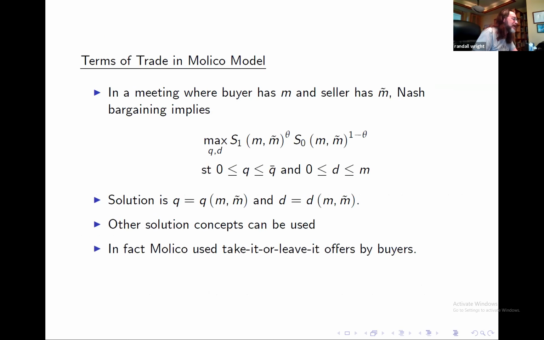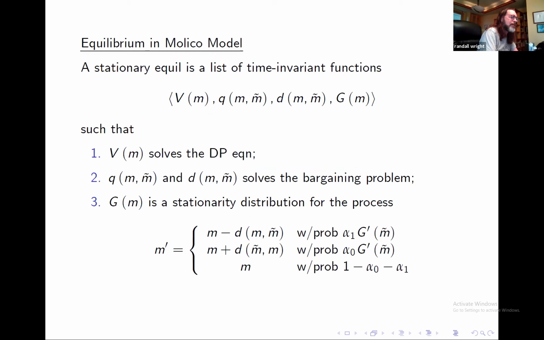Nonetheless, if I do make the assumption that it's common knowledge what money holdings both parties have, then you can use standard bargaining. So here's Nash, and that's the reason I defined those surpluses in the previous slide. The Nash bargaining problem maximizes the surplus of one agent to some power multiplied by the surplus of the other. If you had private information like you were suggesting, and I was suggesting, you'd have to appeal to a whole different class of bargaining. In fact, Molico uses take it or leave it offers, so that's theta equal 1, but in principle, other solution concepts could be used. And there's going to be some distribution of money holdings that's evolving over time. I want to define equilibrium here and then move away from this model.